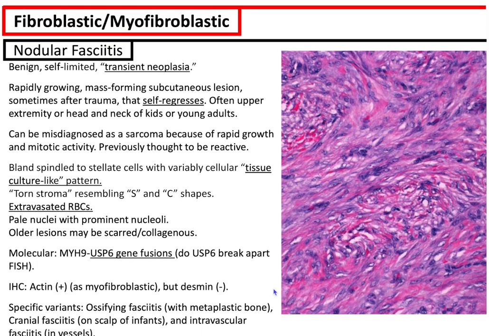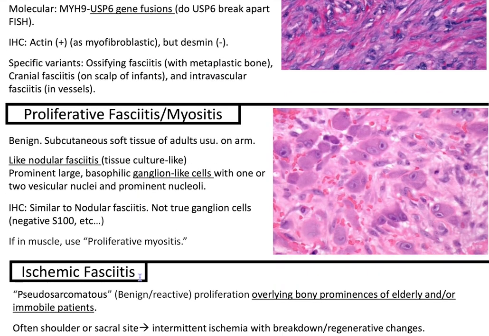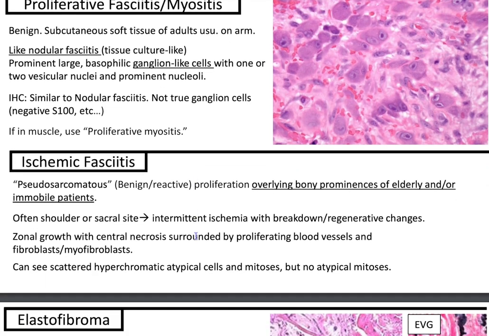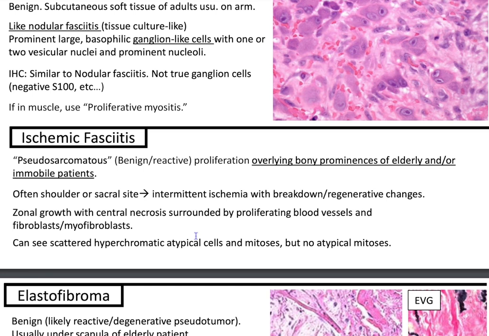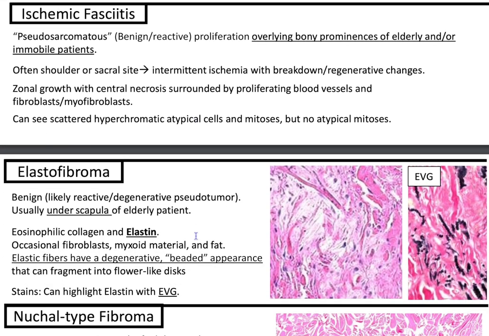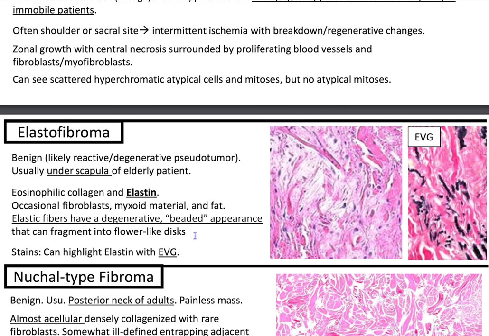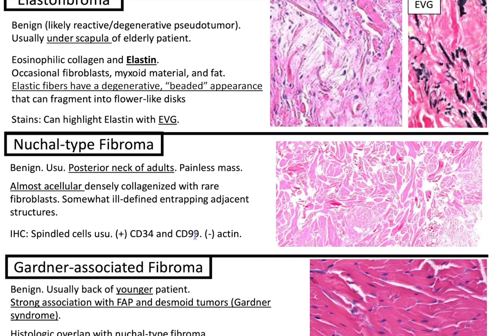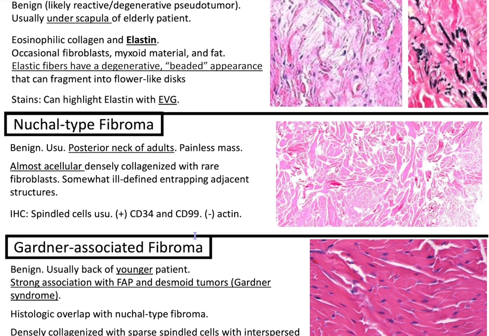Fibroblastic, myofibroblastic tumors, you have your nodular fasciitis. It has that USP6 gene fusion. Proliferative fasciitis, it's like nodular fasciitis, but it has these basophilic ganglion-like cells, but they're not true ganglion cells. We talked about ischemic fasciitis. It has this pseudosarcomatous proliferation overlying bony prominences of elderly and/or immobile patients. Elastofibroma, you'll have elastic fibers with a degenerative beaded appearance that you can see on EVG stain. Nuchal-type fibroma, posterior neck of adults, almost acellular, densely collagenized on histology.